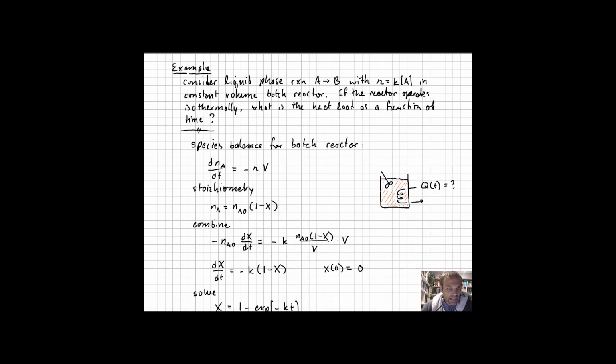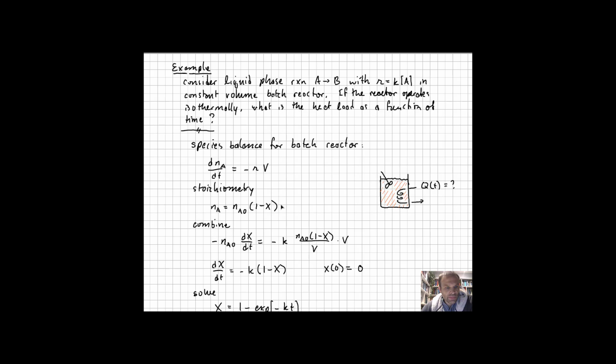The species balance equation for a batch reactor is that the derivative of the number of molecules of A in the reactor with respect to time is minus the rate times V. Minus because we are consuming reactant A. The stoichiometry gives us that the number of moles of A at any given time is the number of moles of A that we started with times 1 minus the conversion.